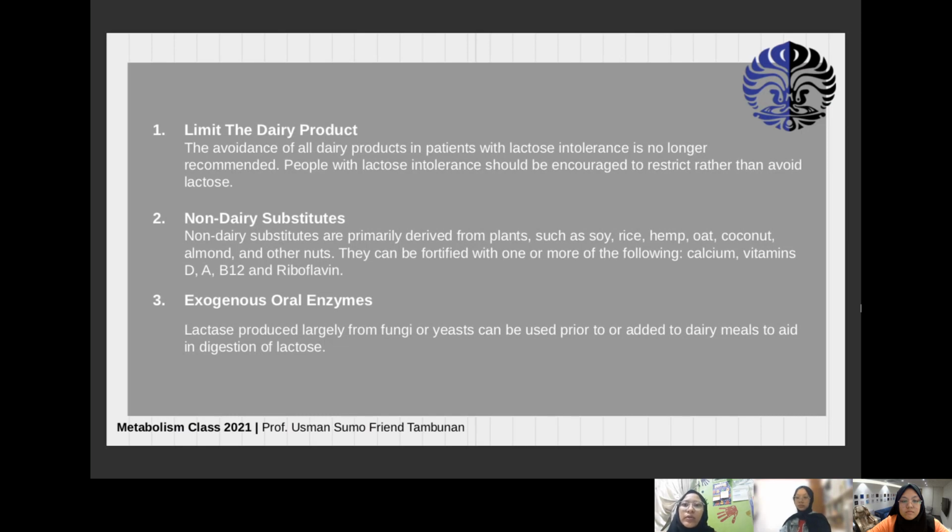And the last one is exogenous oral enzyme. Lactase produced largely from fungi or yeast can be used prior to, or added to, dairy meals to aid in digestion of lactose. Enzymes come as gel, liquid, capsule, or tablet. They contain the lactase enzyme and might help you digest dairy products. You can consume it just before a meal or snack, or it can be added to milk.